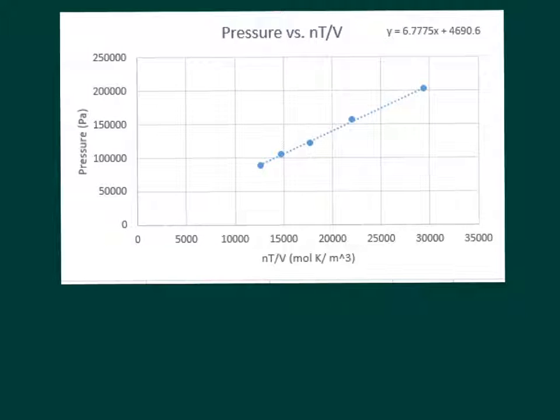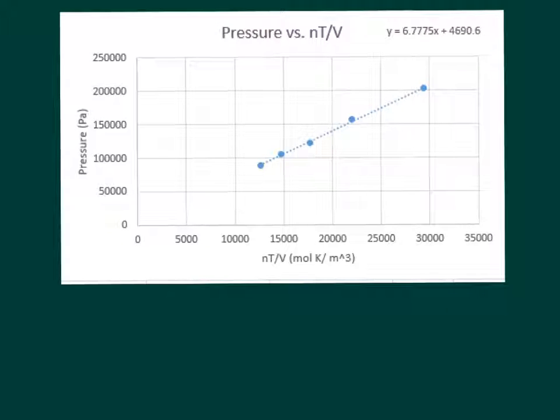Okay, so here we have pressure versus number of moles times temperature over volume. So on my independent axis, I have that chunk of things, mole kelvins per meter cubed, and on the dependent axis, I have pressure in pascals. And I get a nice linear shape with a slope of 6.775 plus some y-intercept value.